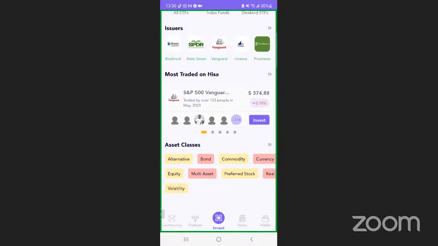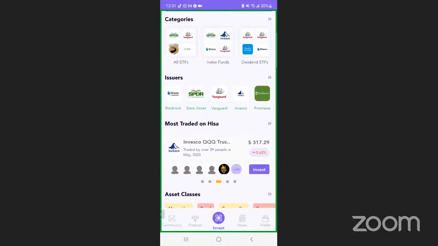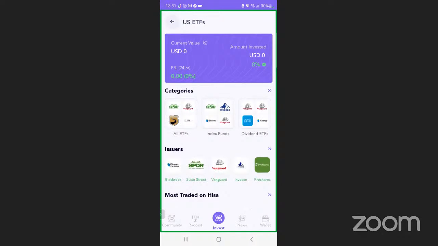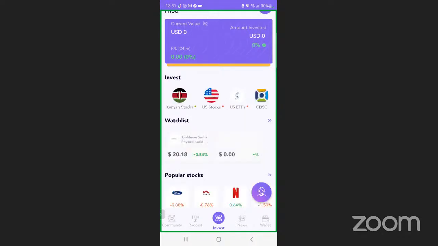You can also see ETFs by asset class. So I told you guys you need to do a balanced portfolio between bonds, let's say equity ETFs, real estate ETFs, preferred stock ETFs, alternative ETFs, volatility. So you can just click on the asset classes and find various ETFs under that category. Okay. So that's on ETFs, US stocks.